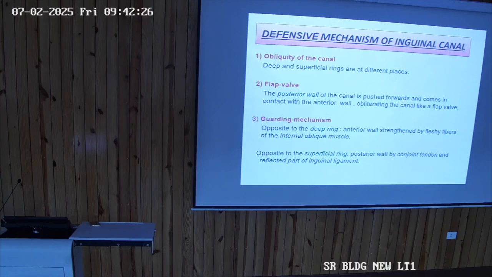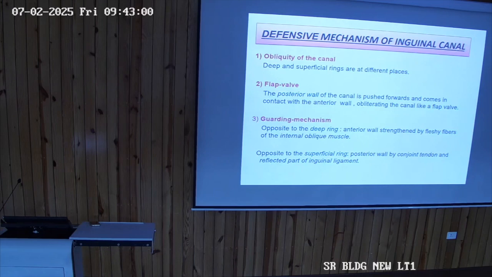Then there is one mechanism which is known as flap valve mechanism. What is this flap valve? When there is raised intra-abdominal pressure, which can be raised during defecation, difficult defecation, difficult micturition, or for other reasons, then the posterior wall of the canal is pushed forwards and it comes in contact with the anterior wall, so the canal will be closed like a flap. So this is the flap valve mechanism.